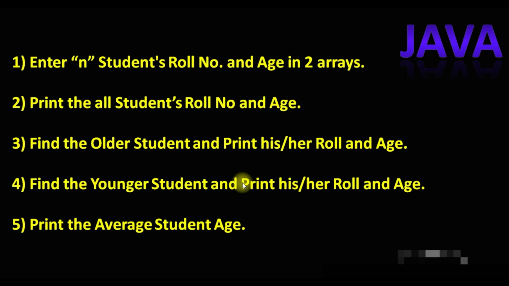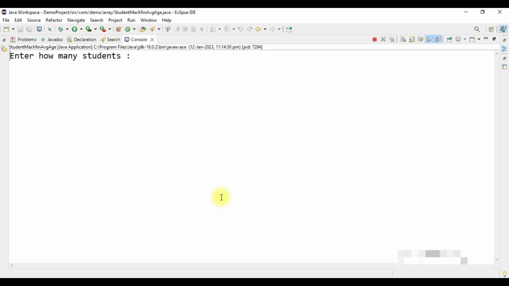Now let's check what the expected output looks like. So I'm going to show you the expectations as an output. You can see here the system asks to enter how many students. Let's say I enter 3 students. Now it says enter student roll number, so that is the first student's roll number, let's say 1. Then when I enter, it says student age, so the roll number 1 student's age, let's say 10.